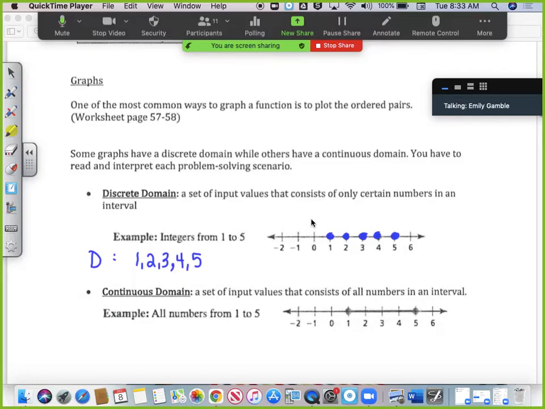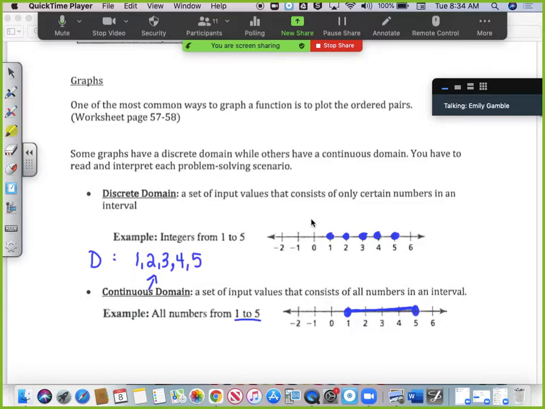A continuous domain, though, would be an example like all of the numbers from 1 to 5. If we were writing down all of the numbers from 1 to 5, that's literally everything from 1 to 5, which is why there's a line in between these 2 points, showing that you can have fractions and decimals. Like 1.5 would be a solution, 2.2 is a solution, 3.7.